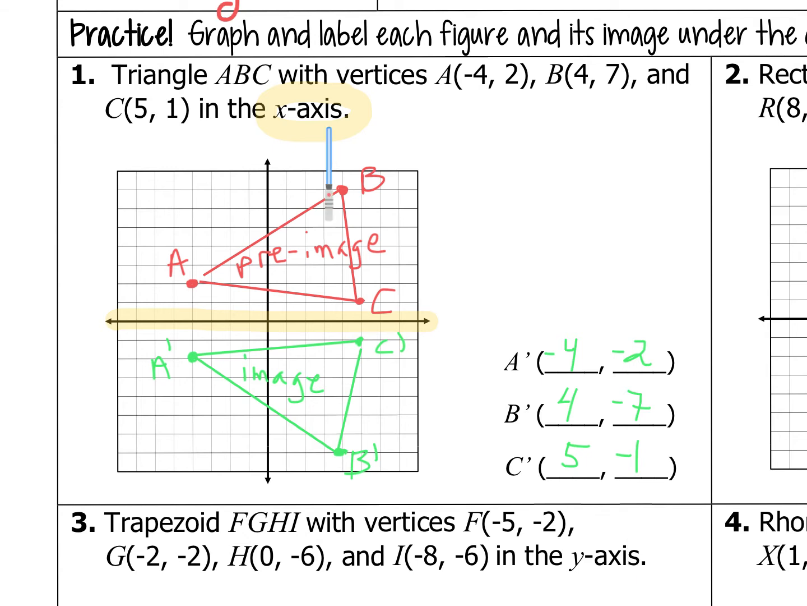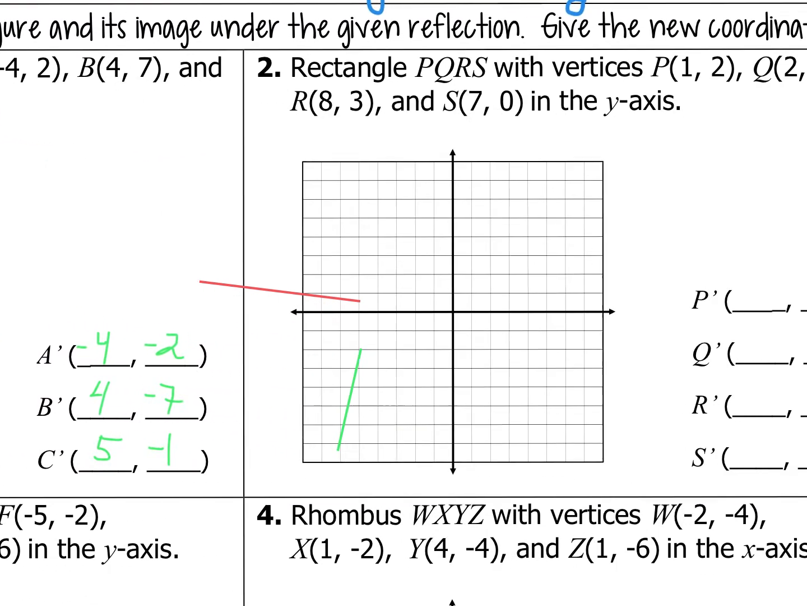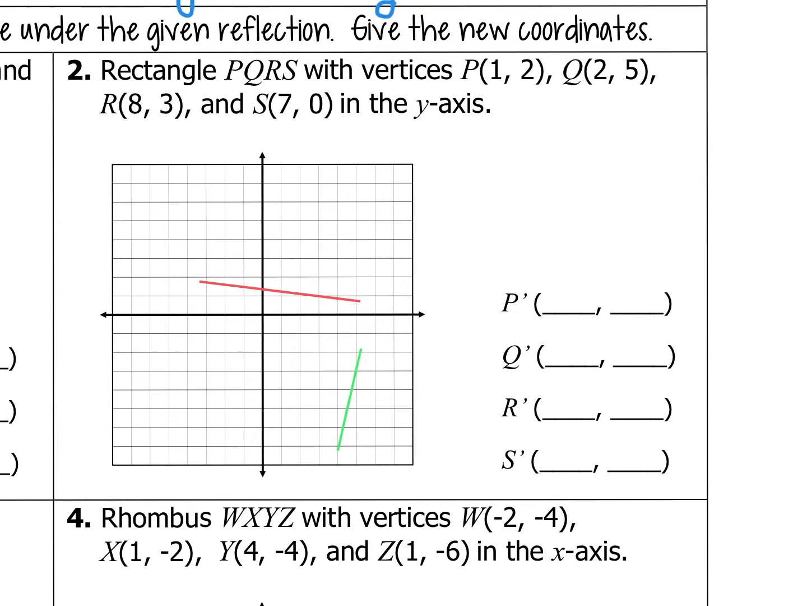So when reflecting over the x-axis, you could keep your x values the same for your pre-image and just change the signs of your y and plot those points. I prefer to do it visually. That means I don't have to remember yet another way to do something, but there is math involved that you could use.